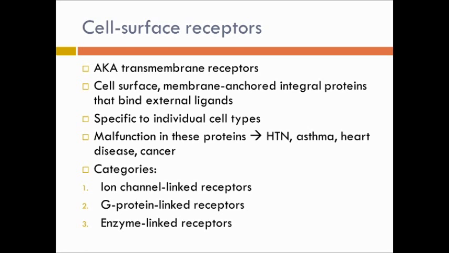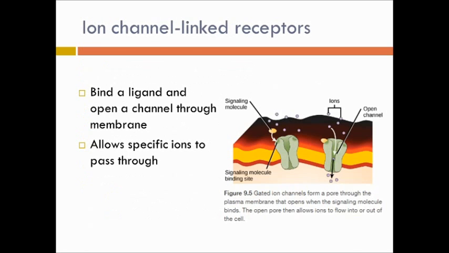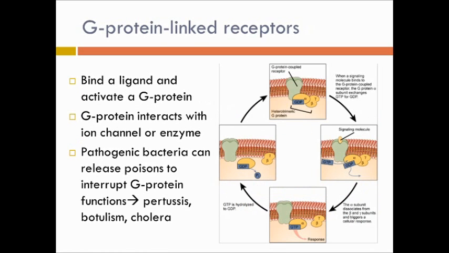linked, and enzyme linked. In ion channel linked receptors, these receptors will bind a ligand, which will induce a conformational change or a shape change within this protein. A channel will open through the membrane and allow only specific ions to pass through. In G protein linked receptors, they bind a ligand and activate a G protein, which will then interact with an ion channel or enzyme to allow substances through.